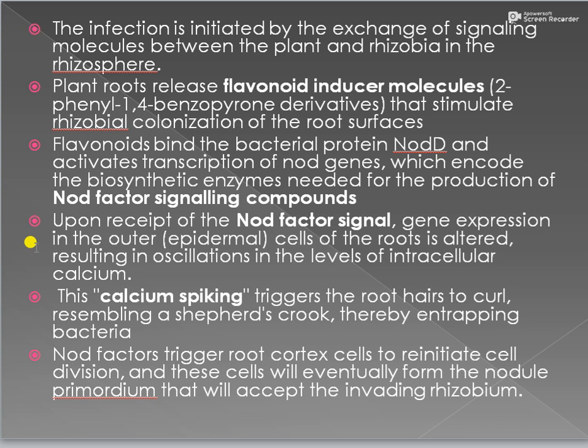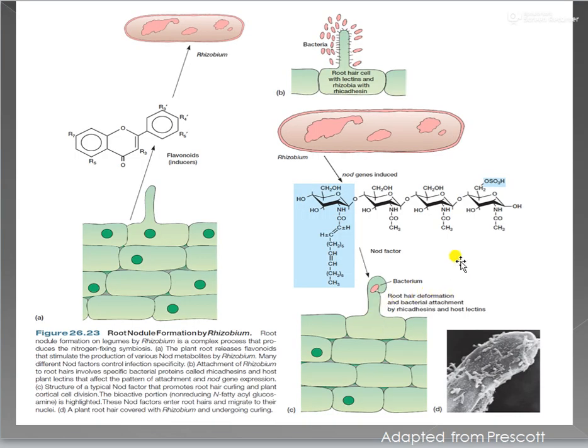And the NOD factors thus will trigger the root cortex cells to reinitiate cell division, and the cells will eventually form a nodule primordium that will affect the invading rhizobium. You can have a look at this in this particular picture.